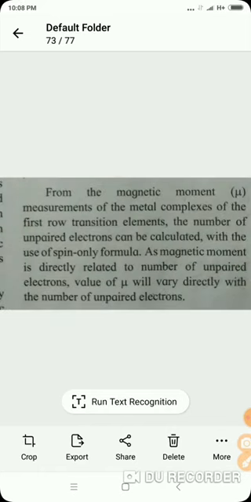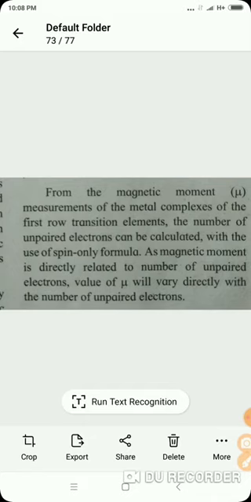Now next part, from the measurement of the magnetic moment mu of metal complexes of the first row transition elements, the number of unpaired electrons can be calculated. When we experimentally find the magnetic moment of the metal complex, we can easily determine the number of unpaired electrons with the help of the spin only formula. So from the spin only formula we can determine both the magnetic moment and the number of unpaired electrons.